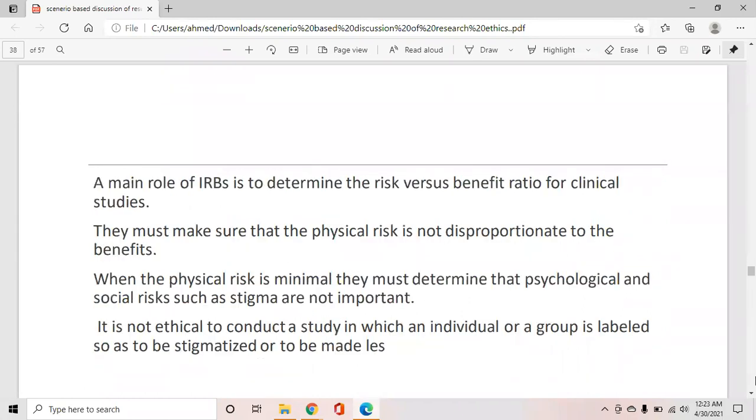A main role of the IRB is to determine the risk versus benefit ratio for clinical studies. They must make sure that the physical risk is not disproportionate to the benefits. When the physical risk is minimal, they must determine that psychological and social risks such as stigma are not important. It is not ethical to conduct a study in which an individual or a group is labeled so as to be stigmatized or to be made less.